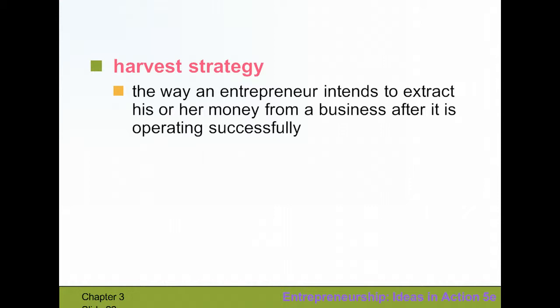A harvest strategy, or exit strategy, is the way an entrepreneur intends to exact or harvest his or her money from the business after it is operating successfully. It details what strategy the entrepreneur has chosen and how much money he or she expects to gain. Plans for harvest could include selling the business to someone else or to another company, passing the business on to other family members, merging with another company, going public by selling shares in the stock of the company to new investors, or closing the business and selling the assets such as the building and equipment. Having a harvest strategy in place gives you control over how you will end the operation of your business.